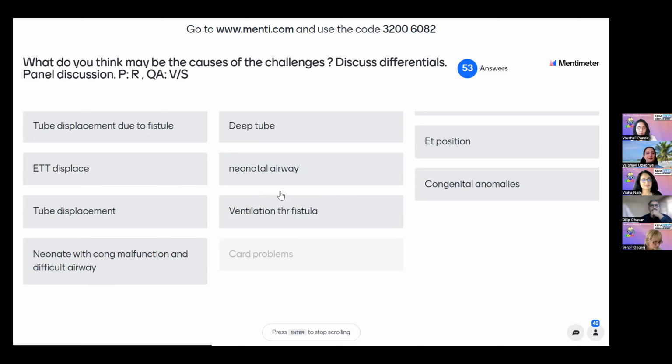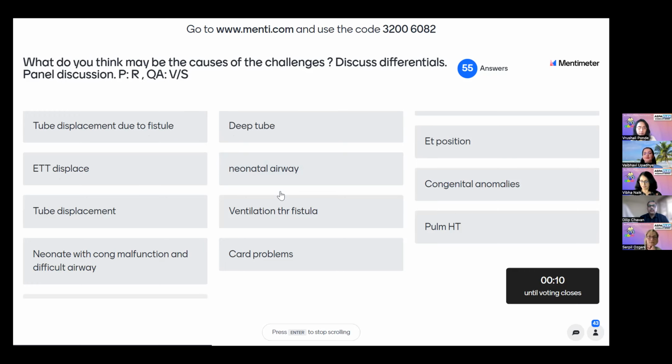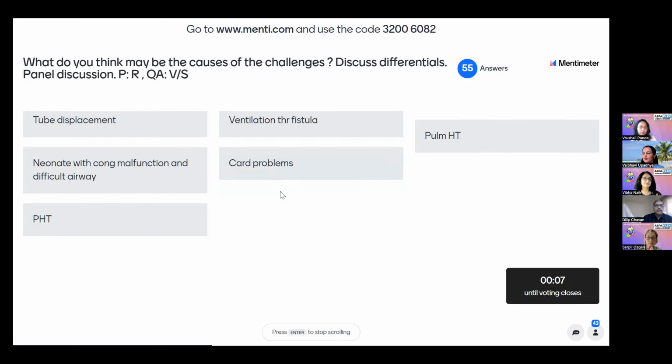Yeah, when you have significant pulmonary hypertension, especially when you stimulate the airway, you have something that makes the baby unhappy, then the pulmonary hypertension can be worsened, and then it can also cause the absence of CO2.